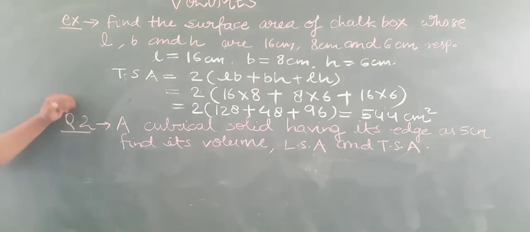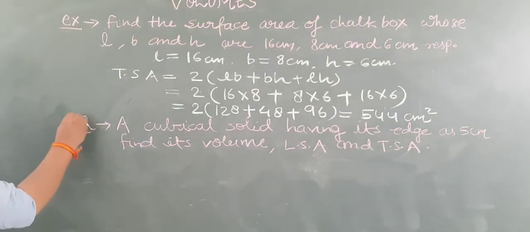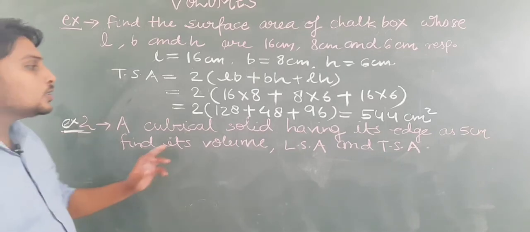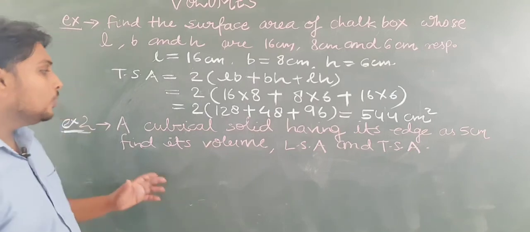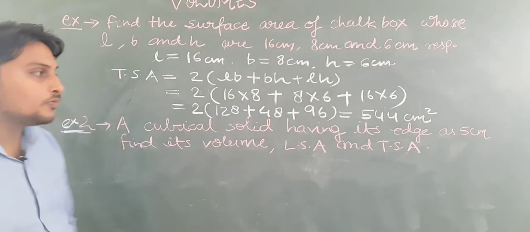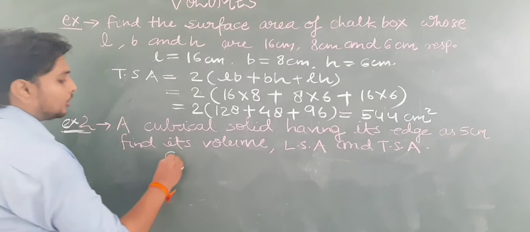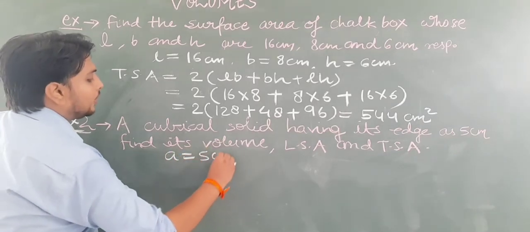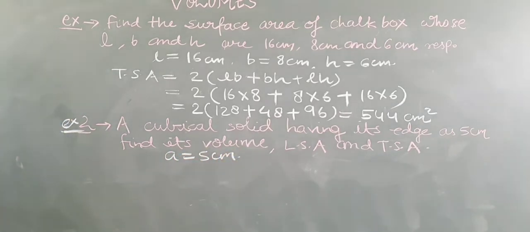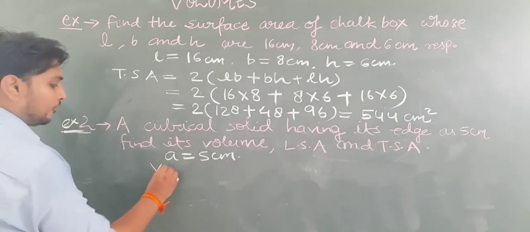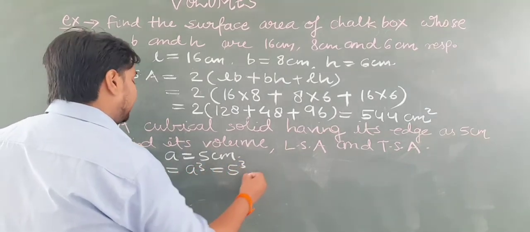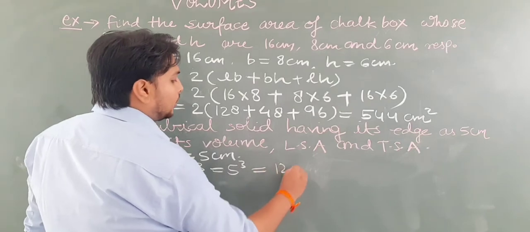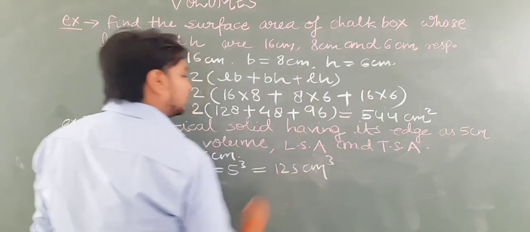Coming to the second example. The second example is: a cubical solid, cubical, not cuboidal, having its edge as 5 centimeter. It means A is equal to 5 centimeter. We have to find the volume. We know that the volume of a cube is A cube. So it will be 5 cube, and 5 cube will be 125 centimeter cube.